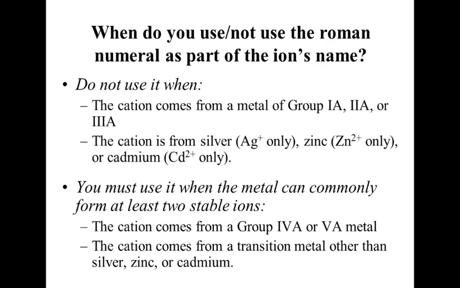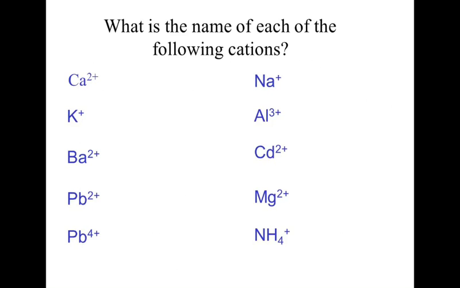That's one of the things you have to figure out, when you give the first name, in the naming part, whether you use Roman numerals or not. If your metal is 1A, 2A, 3A, or if your metal is one of these 3 transition elements, silver, zinc, or cadmium, you do not use Roman numerals, okay? Do not use them. Anywhere else you need to use them. So you can just say silver or cadmium.